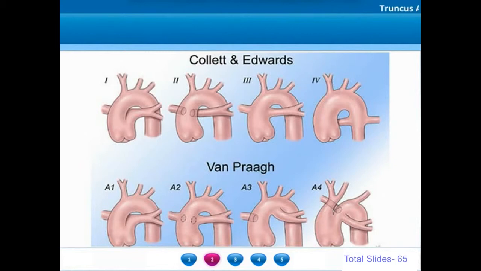Van Praag's classification A1 will be equivalent of Collett and Edwards type 1. Van Praag's A2 will include Collett and Edwards 2 and 3. Van Praag's A3 will refer to origin of only one pulmonary artery from the trunk. The other pulmonary artery will arise from either the ductus or be supplied by a collateral. In Van Praag A4, the truncus is associated with aortic arch interruption, and so the main pulmonary artery, after giving off the right and left pulmonary artery, continues as the ductus into the descending thoracic aorta.